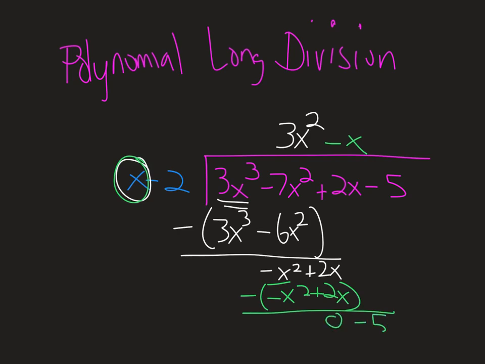The 5 comes down. I cannot make the x become a 5 by multiplying by a polynomial, so I am done. I have my remainder of negative 5 over x minus 2. That's not always going to happen. You could have come up with some number here, and then you could have continued the pattern. But here I did not wind up with any constant term.